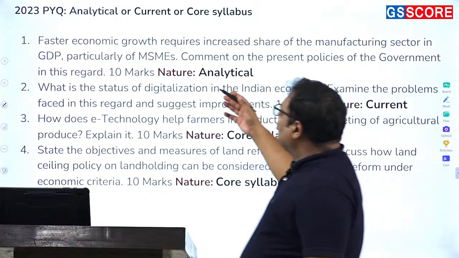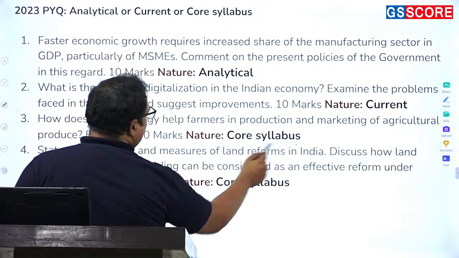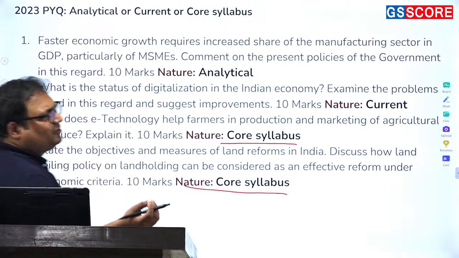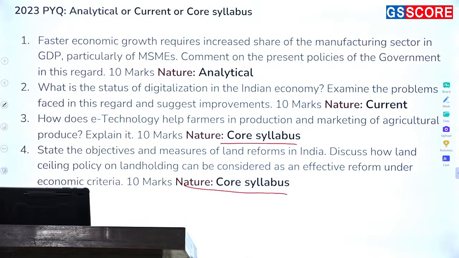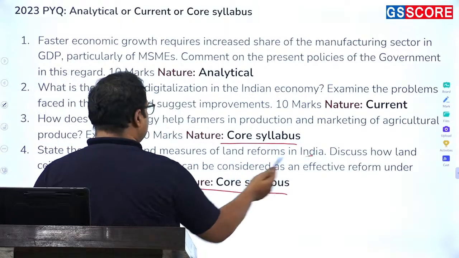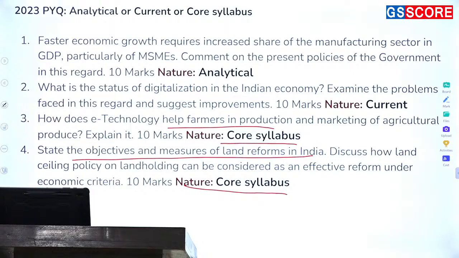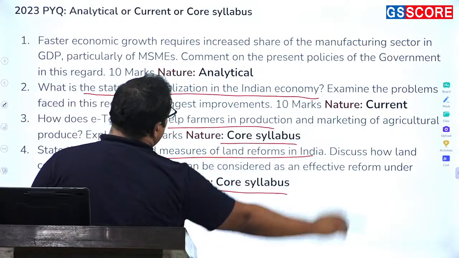Similarly, if you look at 2023, you will find most of the questions again syllabus oriented. How does technology help farmers in production and marketing of agriculture produce? Purely syllabus based question. There is no current affair based dimension. It is not even highly applied. Then, state the objectives and measures of land reforms in India. Again, core syllabus. So syllabus based questions are more and more. There was one current affair based question, which is the status of digitization in the Indian economy.